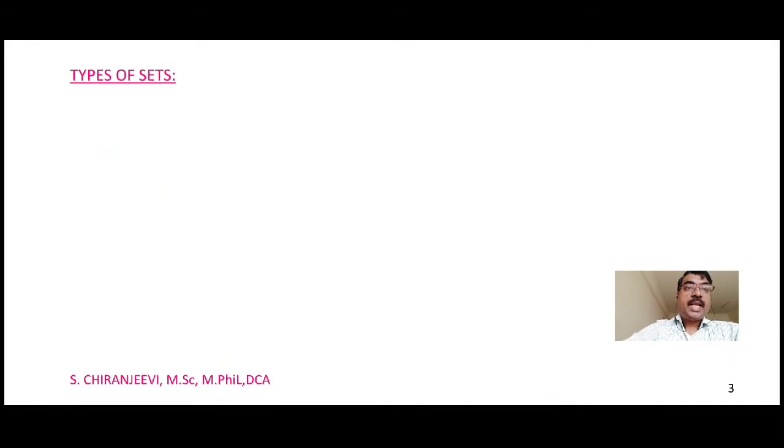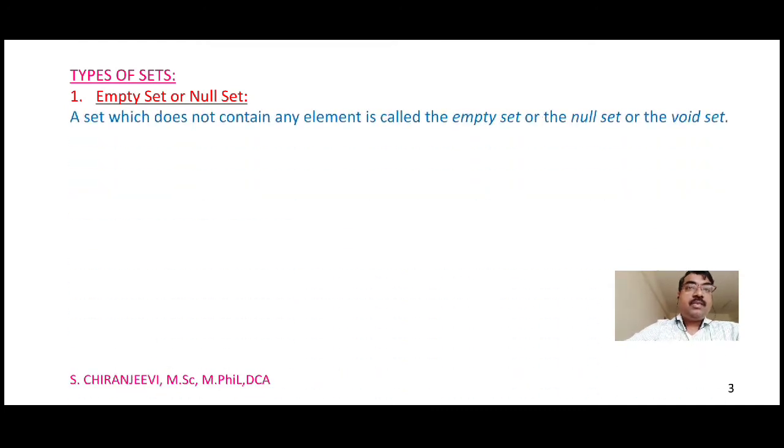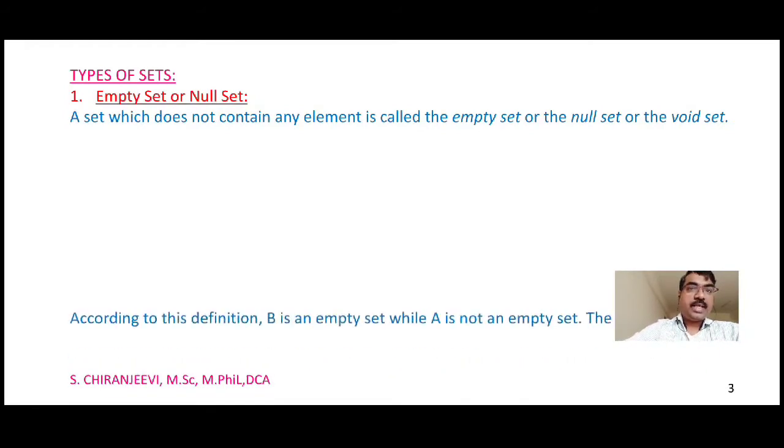Next one, types of sets. First one, empty set or null set. The definition is important for 1 mark. A set which does not contain any element is called the empty set or the null set or the void set, which is nothing but a set which does not have any element. We call it as empty set or null set or void set.